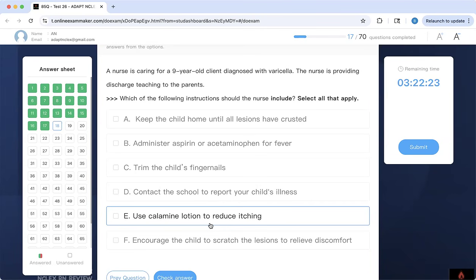Pause the video, answer your choice, and let me know. Select all that apply. Don't over-select. Pick those that you're confident about, but focus on the buzzword. It's varicella. You know it's airborne and contact. What kind of teaching do you provide the parent?